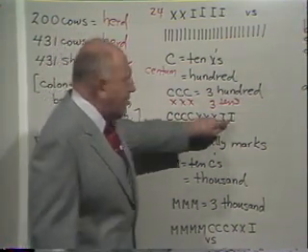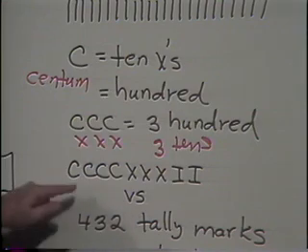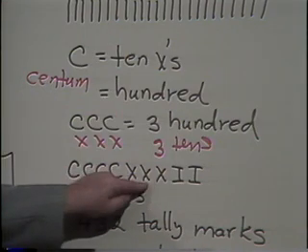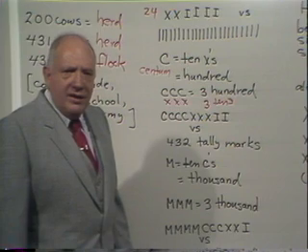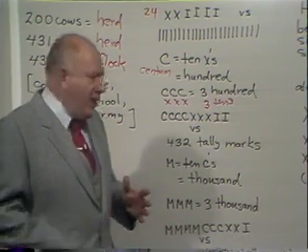So now when I write down something like this, how do I read it? I have 4 C's, 3 X's, and 2 I's. Now I've memorized that C stands for 100, X stands for 10, I stands for 1. This is 432, which is a tremendous improvement over having to write 432 tally marks. Do you see how this thing is working? Little innovations at a time.